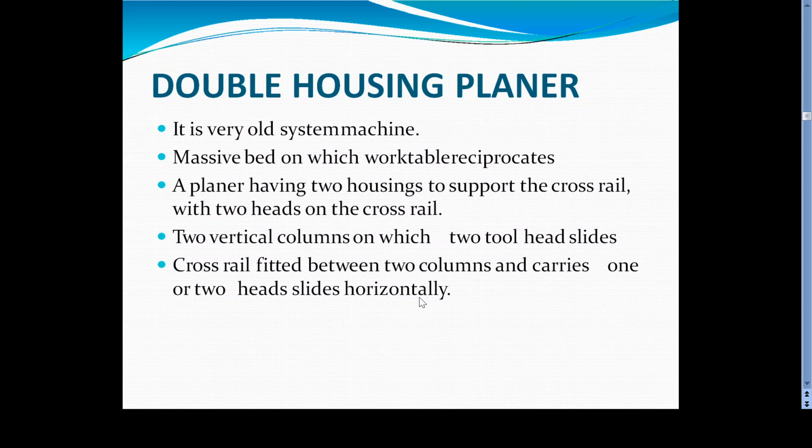Double housing planer is a very old system machine, and it is very robust, very rigid, very stable, with a massive bed on which the work table reciprocates. A planer having two housings to support the cross rail, with two vertical columns on which two tools can be hauled, and the cross rail fitted between two columns carries one or two heads which can slide horizontally on the cross rail.